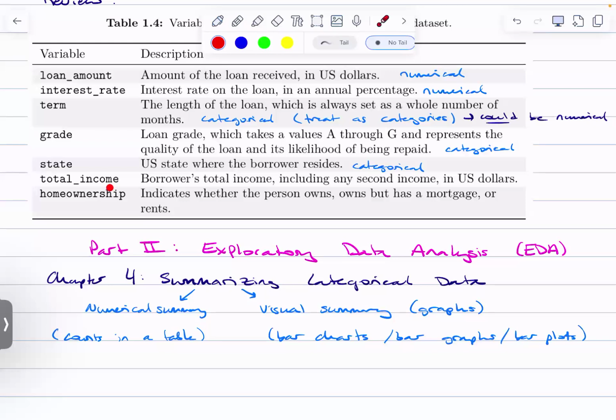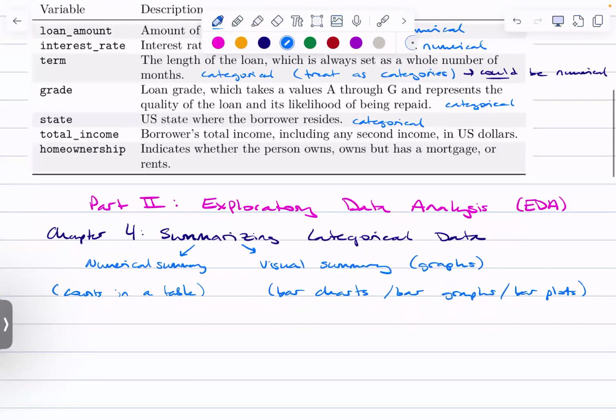The total income. We know that that's obviously a factor in your loans. Okay? And so the borrower's total income, including any second income in US dollars. I feel like if it's the total income, then yeah, it should include all the income. Definitely the second income, third income, whatever. Numerical.